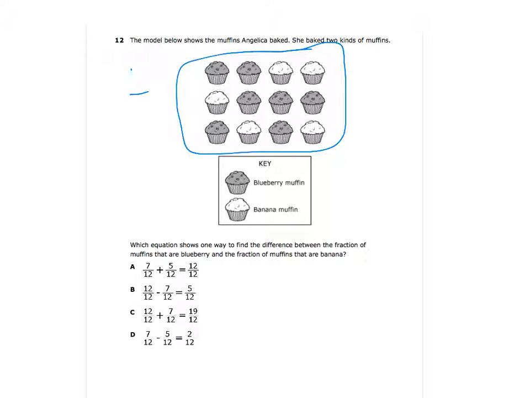Oops, I'll write that as, again, as one whole. Okay? So in my whole, my denominator is going to be 4, 8, 12. So my denominator is going to be 12. Okay? Because that's how many pieces there are in my whole group. Now here, which equation shows one way to find the difference between the fraction of muffins that are blueberry and the fraction of muffins that are banana? So we're looking for blueberry minus banana. Just put ban for short.